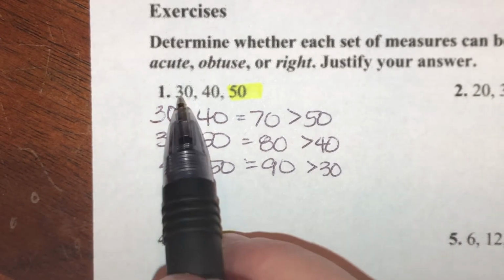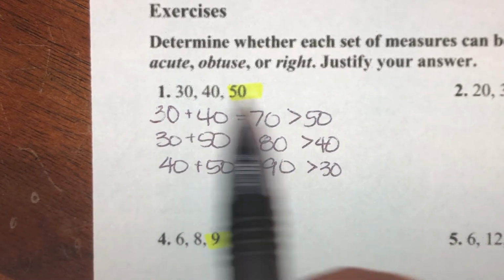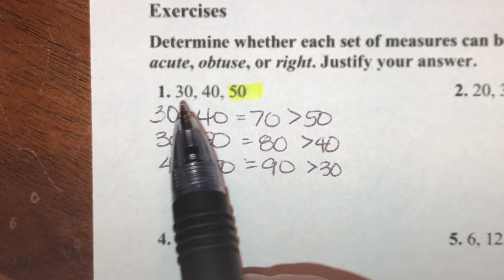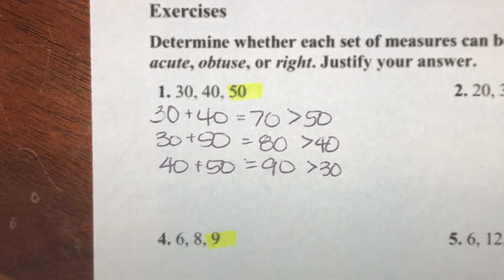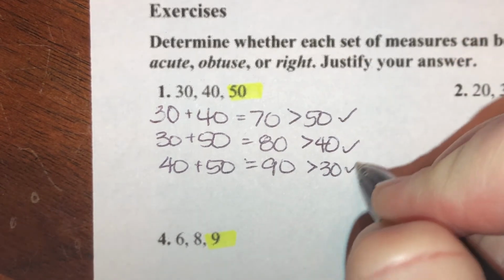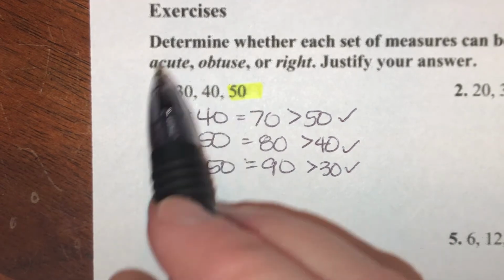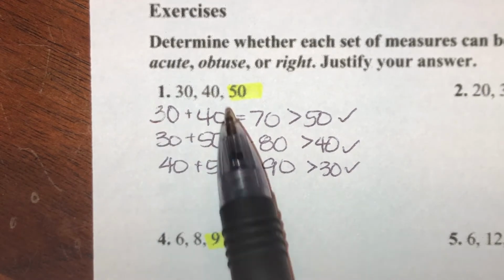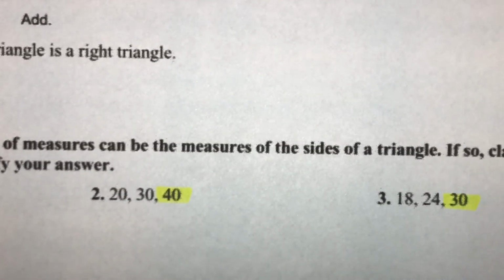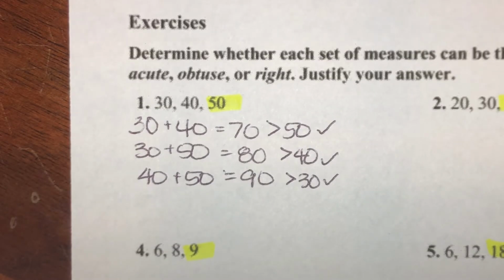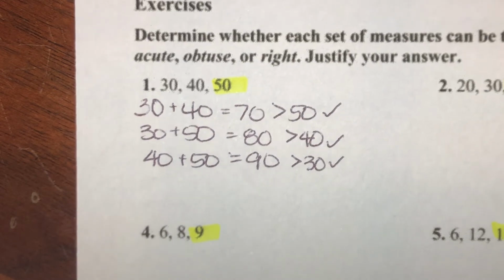So we should be able to add any 2 legs together, and the sum of those 2 legs has to be greater than the third leg that we didn't add together, right? So if that's true, which in all cases here it is true, then these could be sides of a triangle. Okay, then I want to answer the second part, which says, if so, classify the triangle as acute, obtuse, or right. And then, of course, justify your answer means show your work.